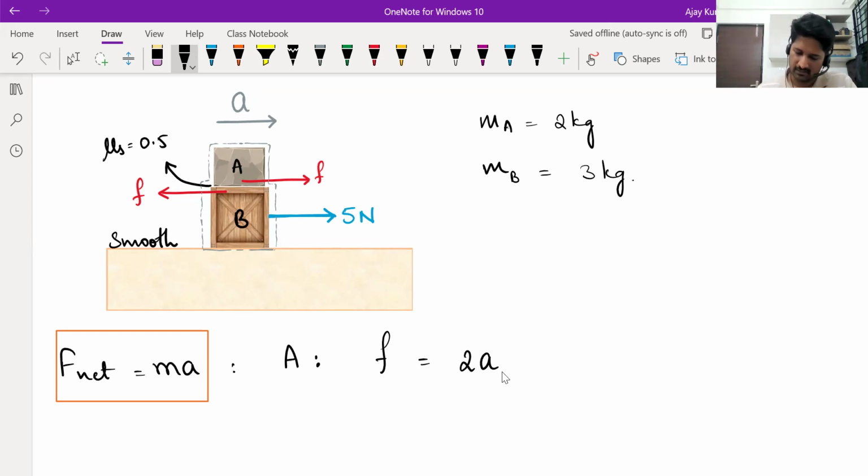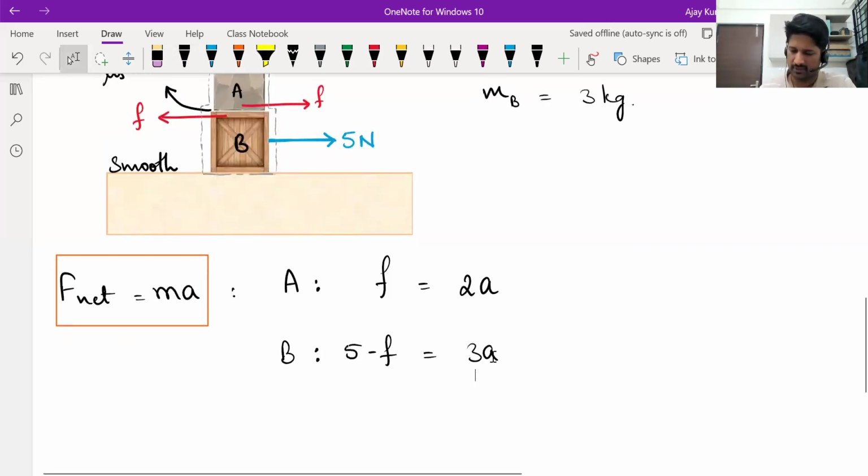Okay, Saket, tell me Newton's second law equation for block B. Block B is also sliding forward with the same acceleration a. Based on that, tell me the equation. 5 minus F is equal to 3A. Good. 5 minus F is equal to 3A.